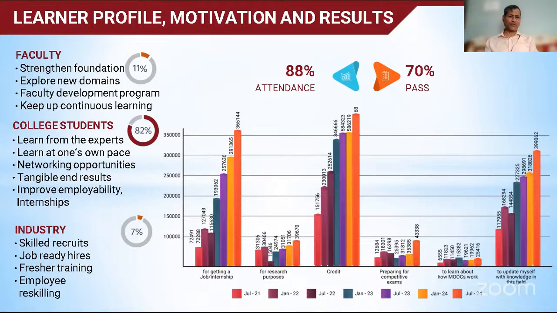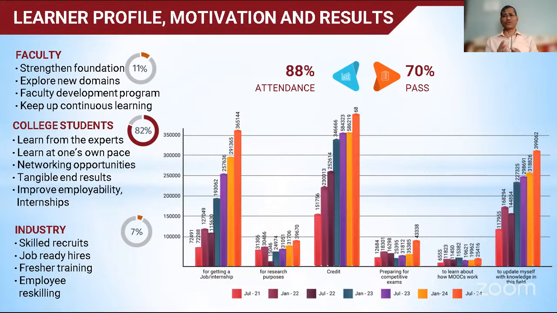They can also earn faculty development program points, and as part of the lifelong learning process, they can definitely use the NPTEL courses. As far as the college students are concerned, they comprise a huge number. More than 82% will actually be from the student category. They primarily have the opportunity to learn from the experts. They can learn at their own pace and time, and their networking is not limited within the 50, 60, 100, 200 students of their college.